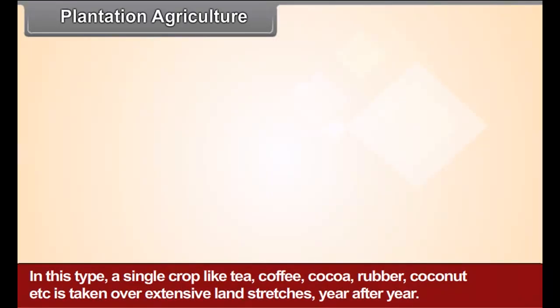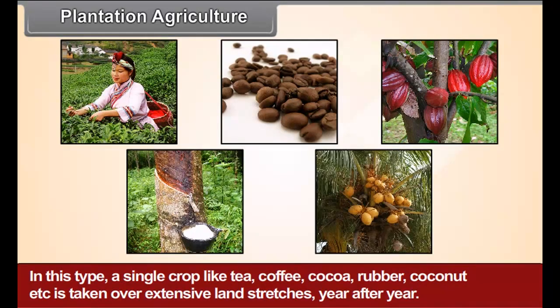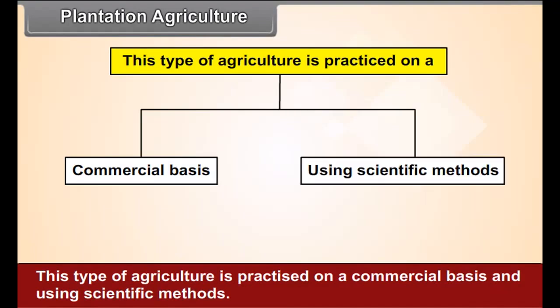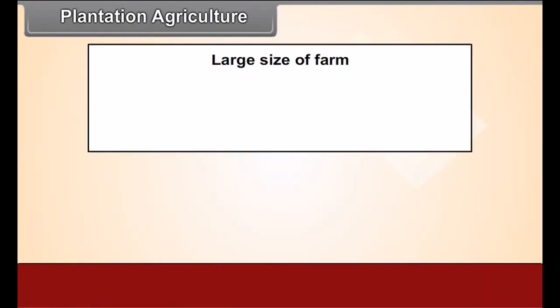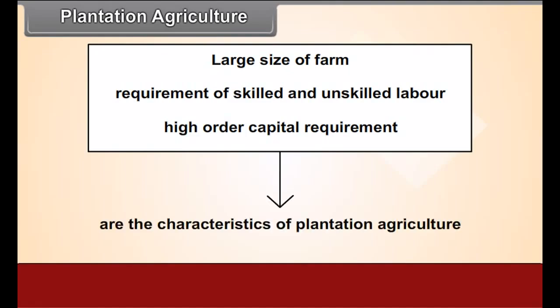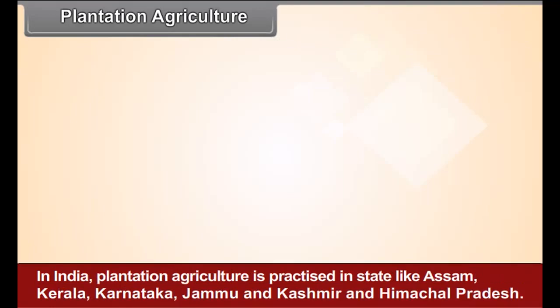In this type, a single crop like tea, coffee, cocoa, rubber, coconut, etc. is taken over extensive land stretches year after year. This type of agriculture is practiced on a commercial basis and using scientific methods. Large sizes of farms, requirement of skilled and unskilled labor, high order capital requirement are the characteristics of plantation agriculture. In most of the plantations, from one sown plants, production is obtained for many years.